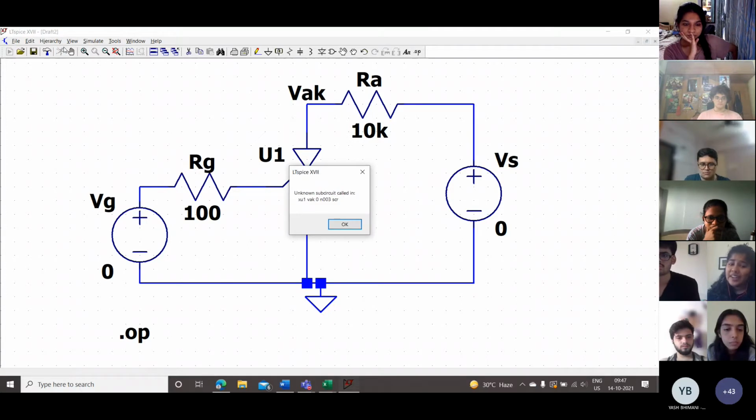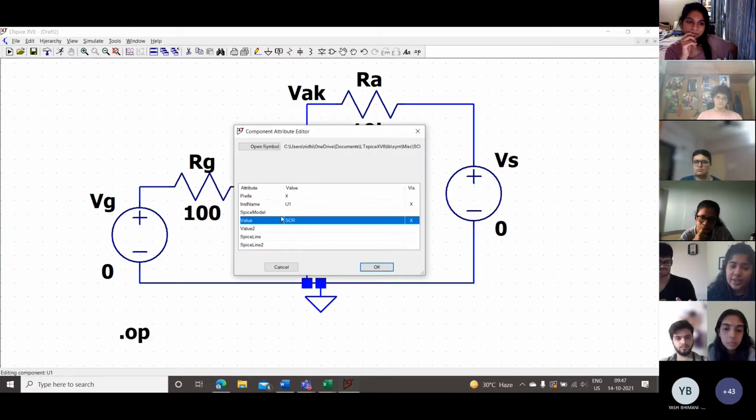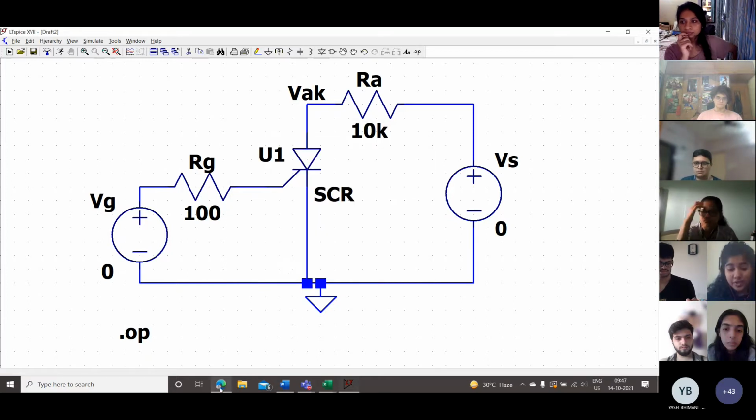Now it's giving me an error. I think you can all read it at this point. Unknown sub-circuit called in. And then it says right at the end here, SCR. This means that it cannot find a SPICE model for our SCR. So if you right click on your SCR, you can see that there is no SPICE model loaded in here. So what we need to do is load a SPICE model onto this.